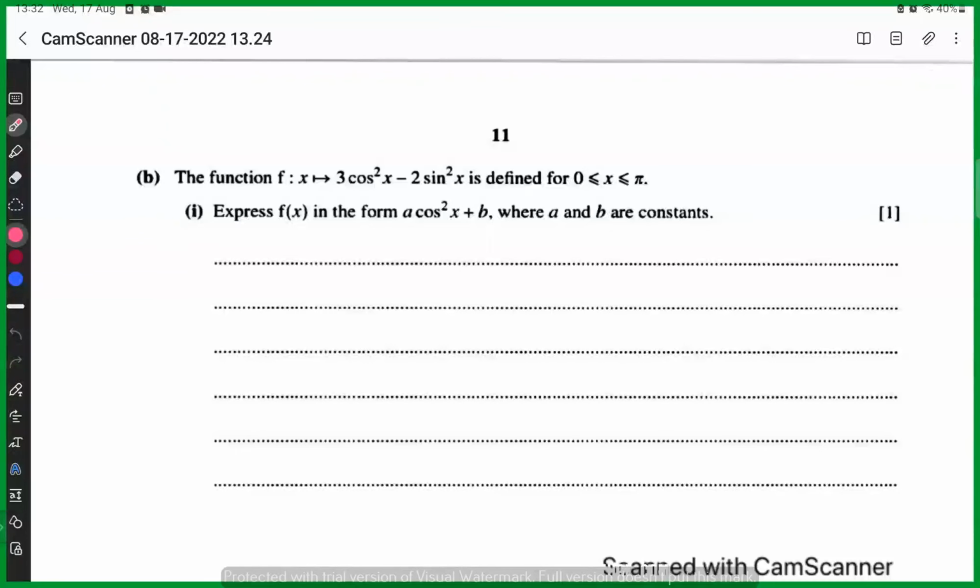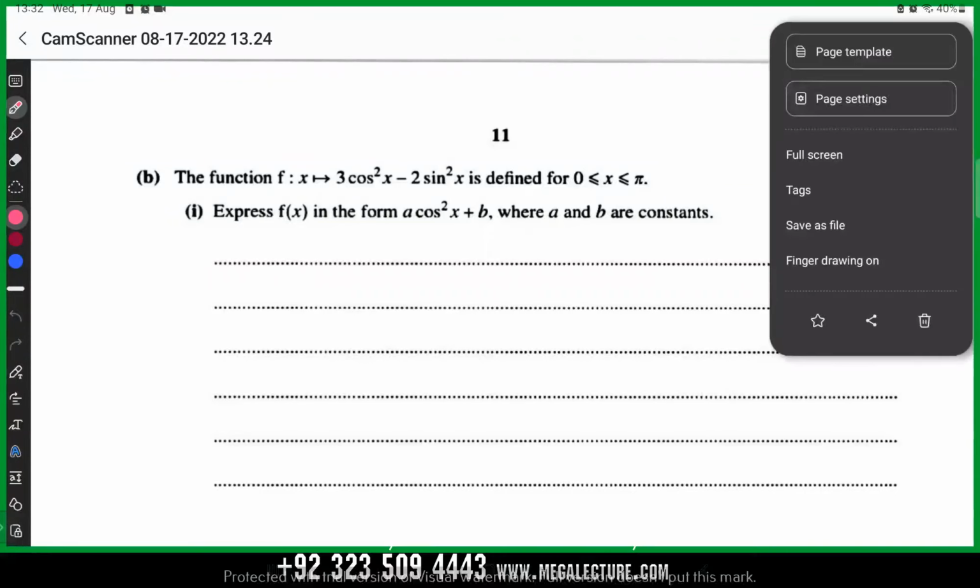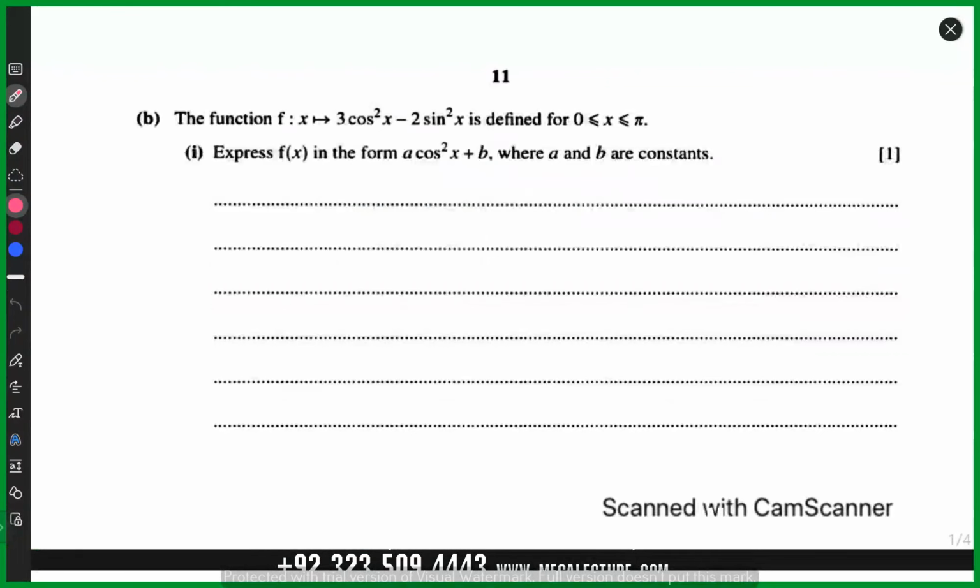Okay, let's talk about some more past paper questions related to trigonometry. But you guys will get to see that when we talk about past papers related to trigonometry, we get to practice the previous topics as well, right? So this is the best thing about doing past papers.